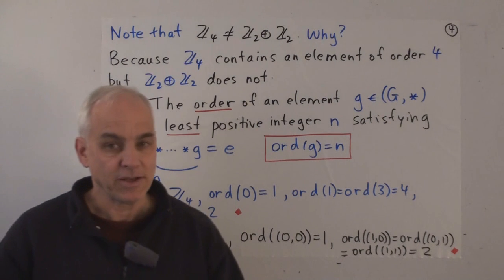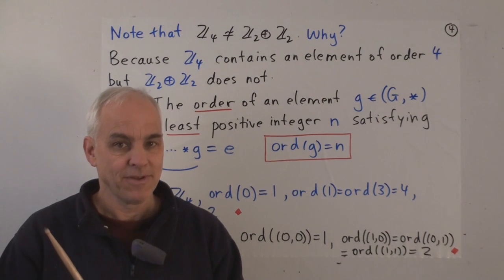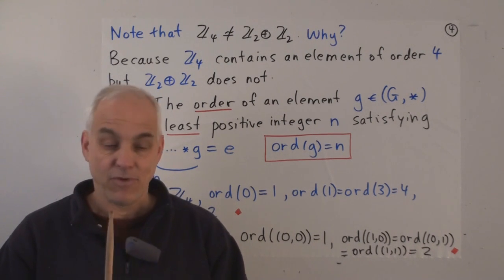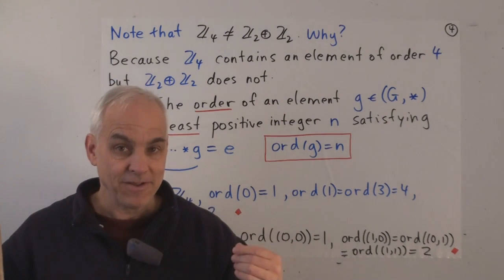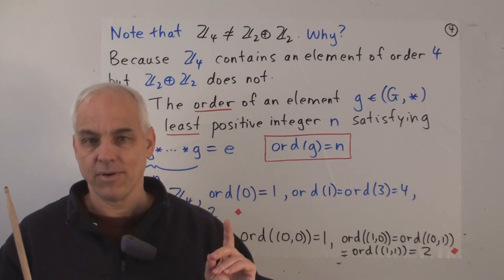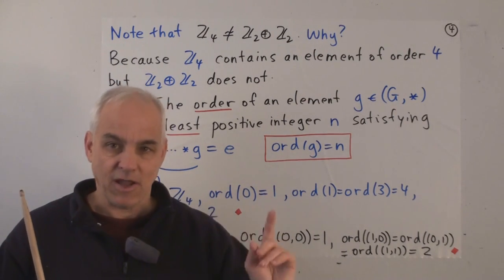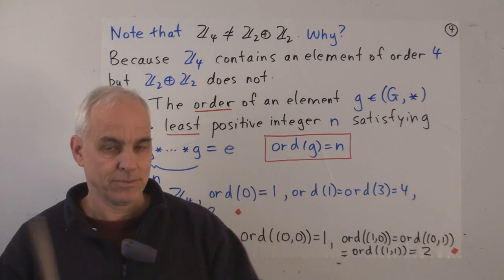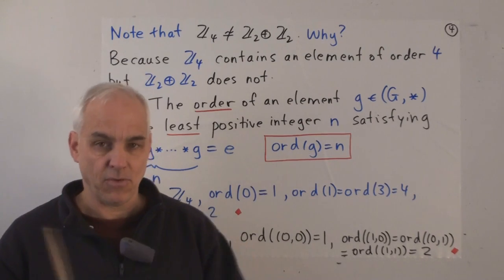And it's important to mention that sometimes elements in a group don't have to have such a finite order. For example, if we're working in Z, the element 1, or in fact any element, does not have a finite order. You can add 1 to itself as many times as you want, you're never going to get 0. Sometimes we say that 1 has infinite order in that case.